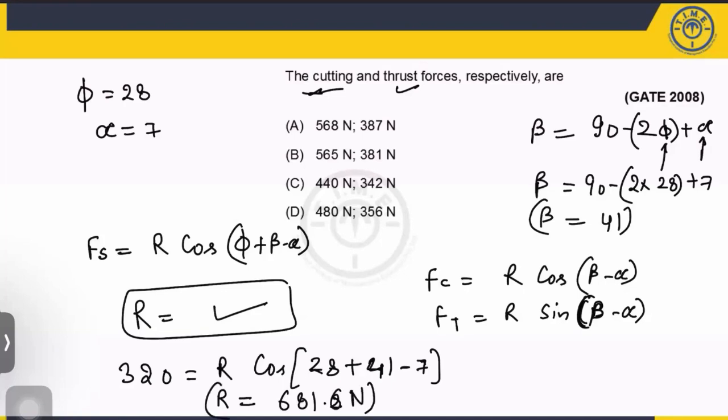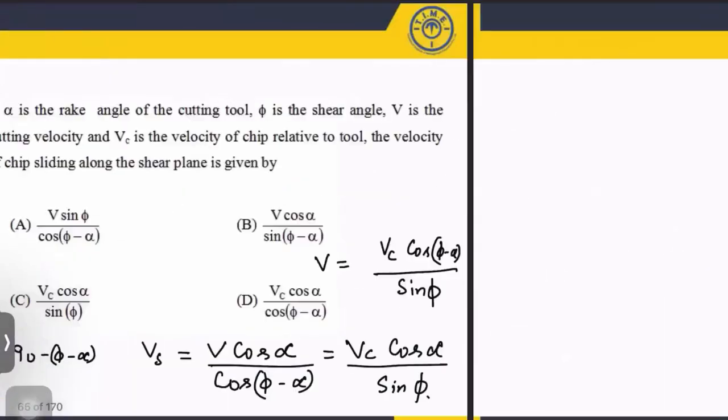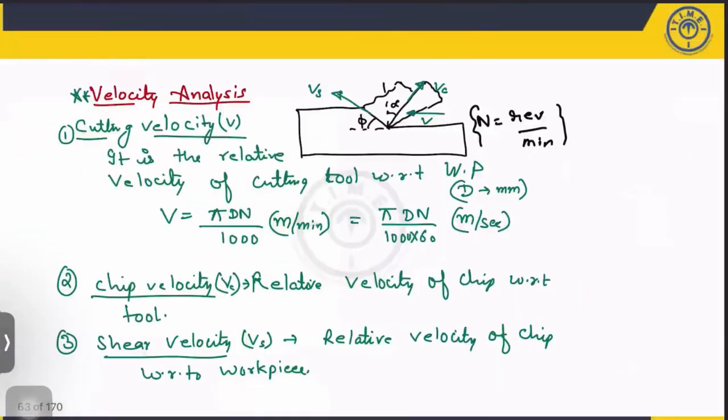681.6 Newton. So once you know the R value, you just put it here in the cutting force formula and you can calculate. Beta is known to you, alpha is known to you. And how this relation came, I have already discussed in my master table. That's why I told you, remember this formula.